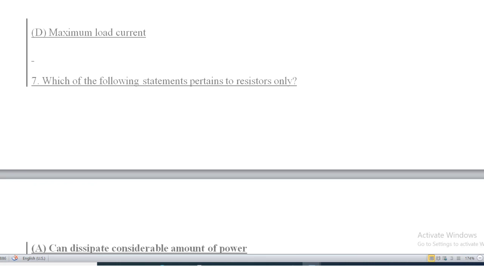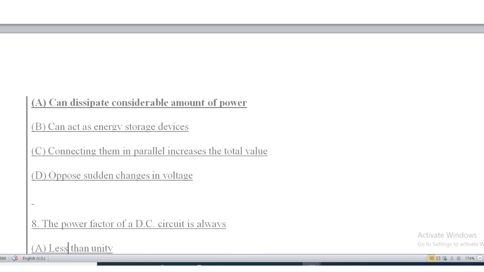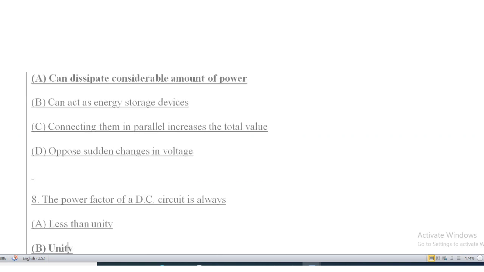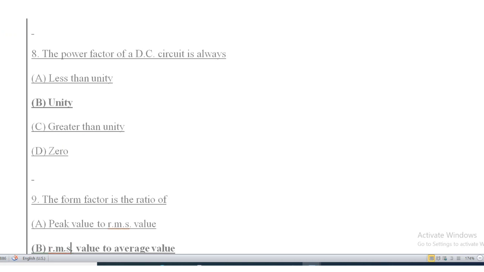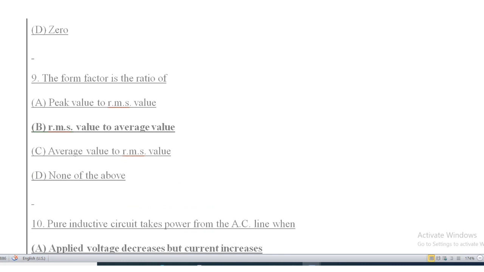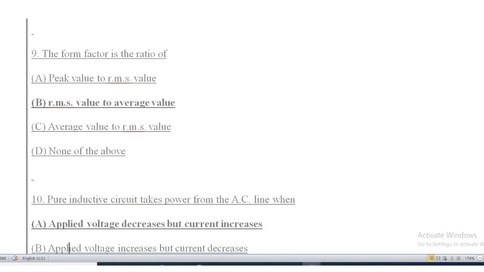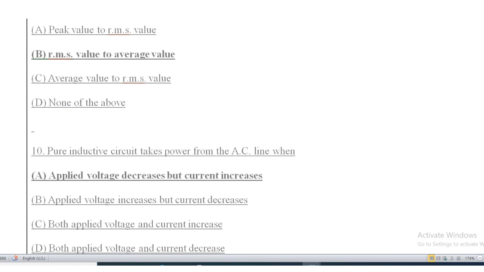Then which of the following statements pertains to a resistor only? Can dissipate considerable amount of power. Then the power factor of DC circuit is always unity. The form factor is the ratio of RMS value to average value. Pure inductive circuit takes power from AC line when applied voltage decreases but current increases. In next part we are going to see chapter 3.